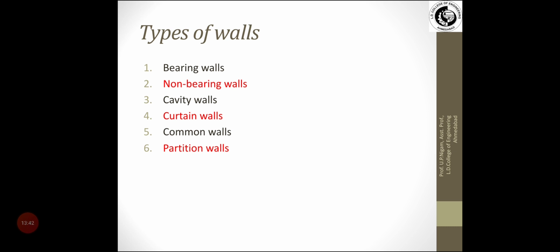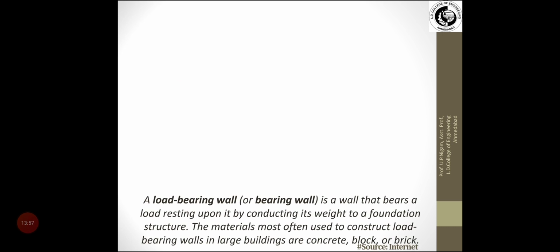Basically, walls are classified in some categories such as bearing wall, non-bearing wall, cavity walls, curtain walls, common walls, and partition walls. Step by step we will see all the details of the building. So first of all, the bearing wall. A load bearing wall, or simply a bearing wall, is the wall which bears a load resting upon it by conducting its weight to a foundation structure.